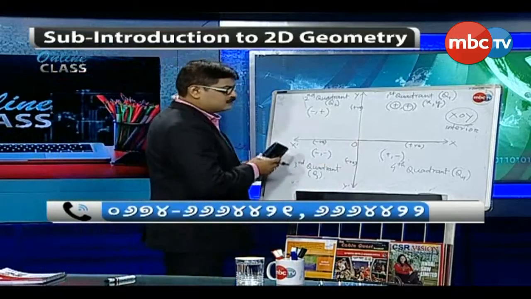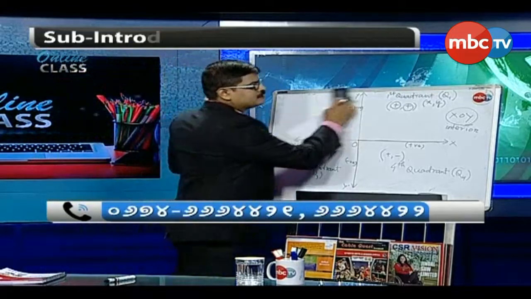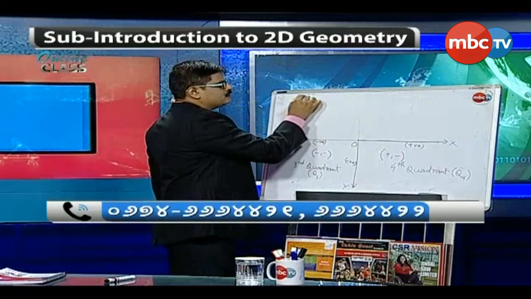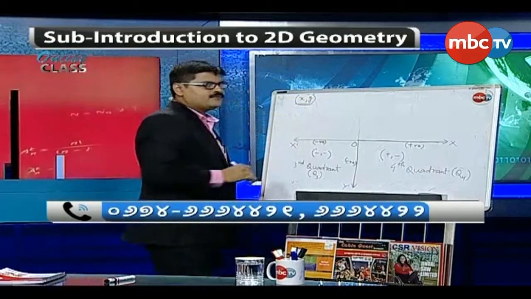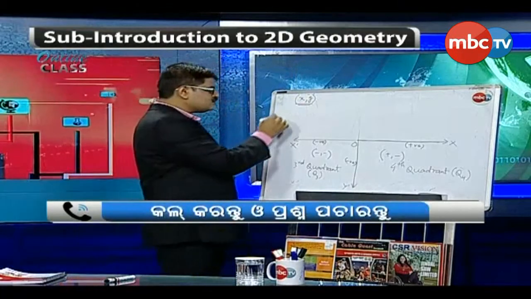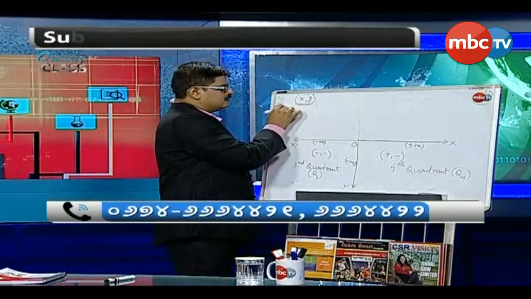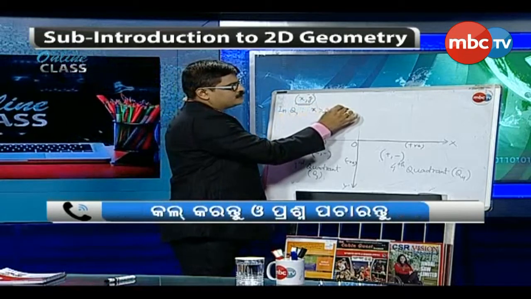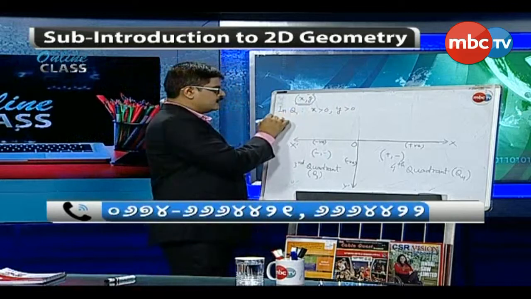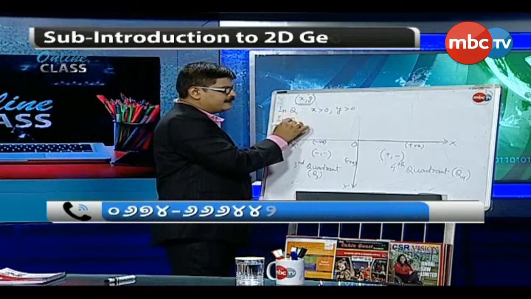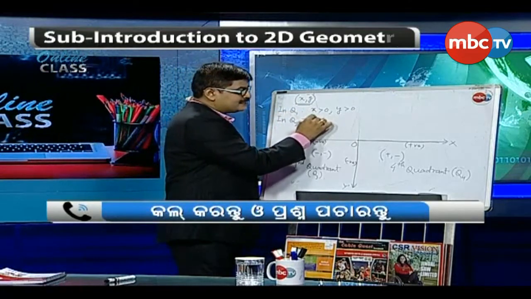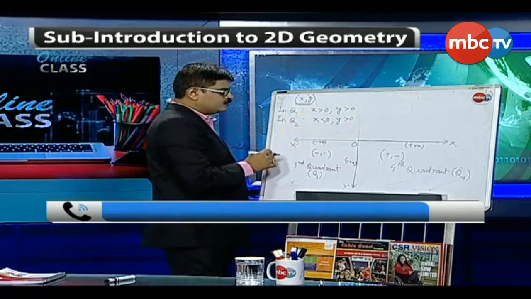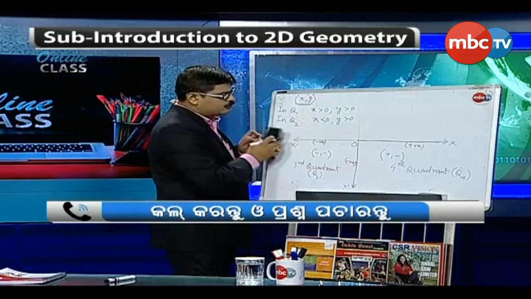So, let me erase this. If we write a point as xy, in first quadrant, in Q1, x is positive, y is also positive. In Q2, in second quadrant, x is negative but y is positive. In Q3, third quadrant, both are negative.